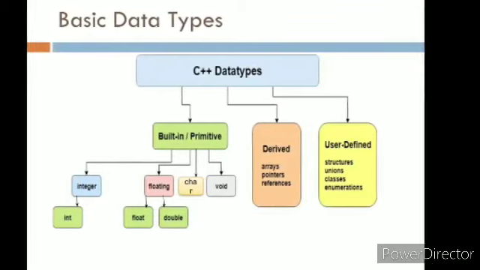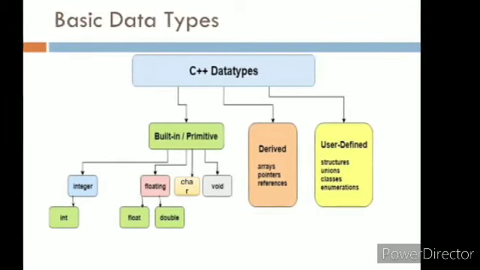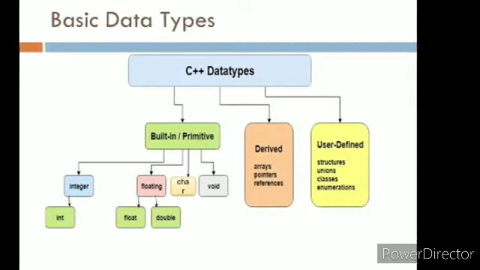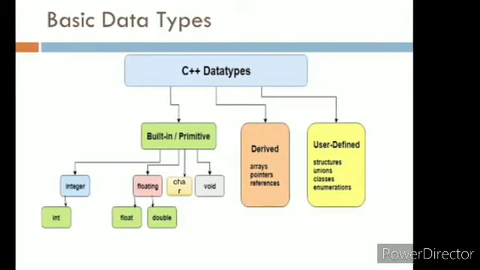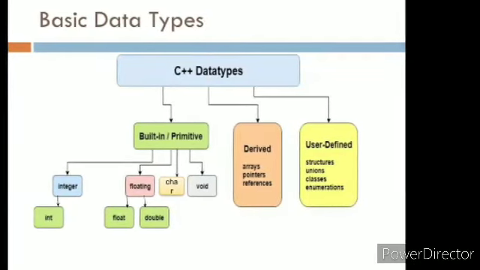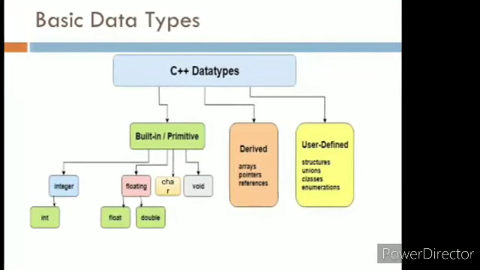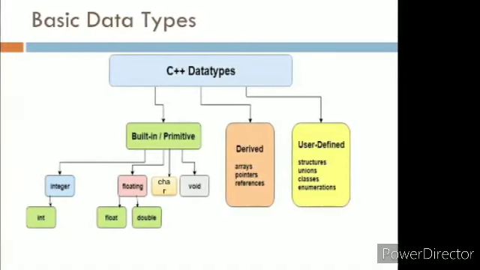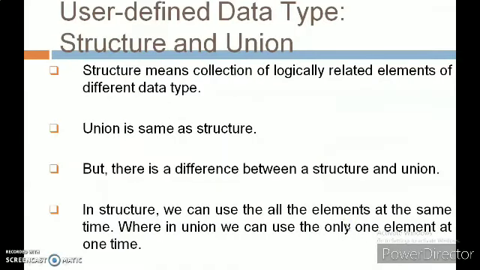Now, derived data types include arrays, pointers, and references. Here, references is a new concept for C++. User-defined data types include structures, unions, classes, and enumerated data types. So let's start with the user-defined data types.